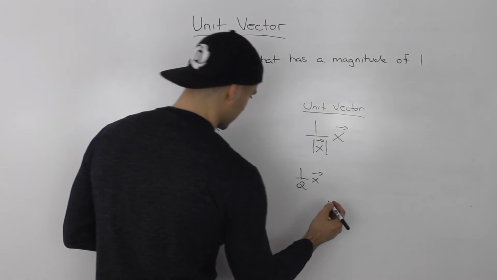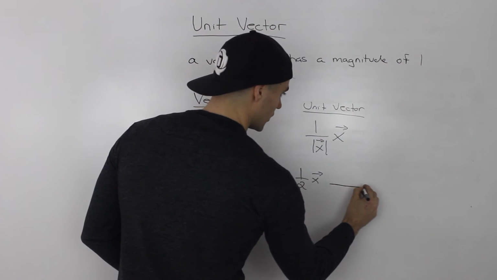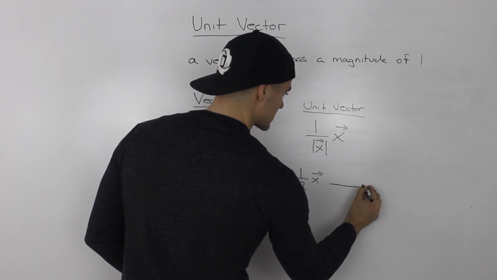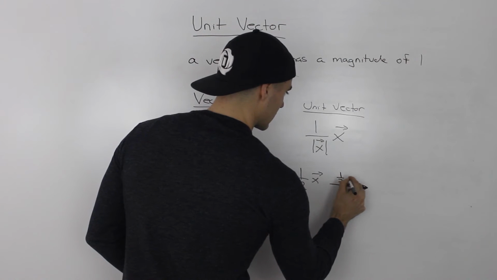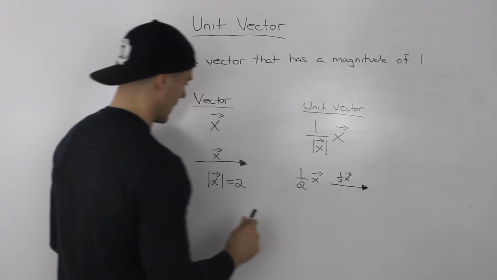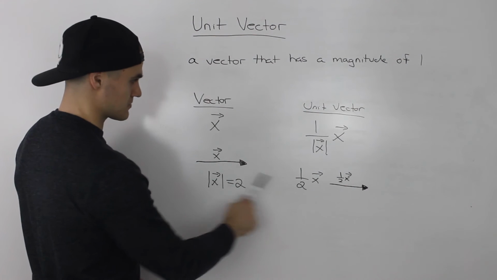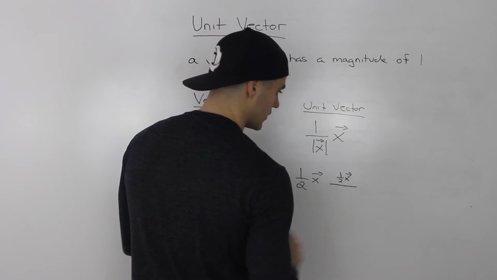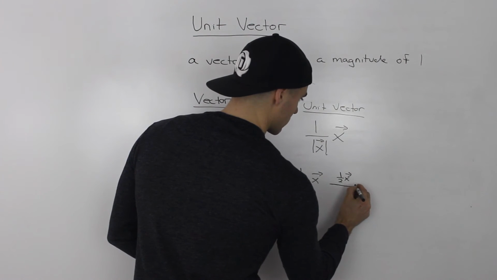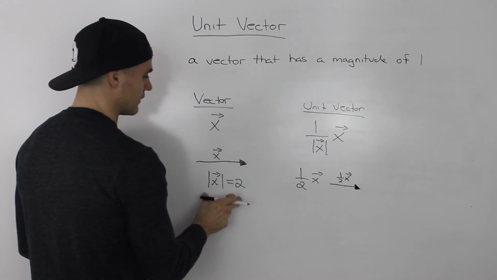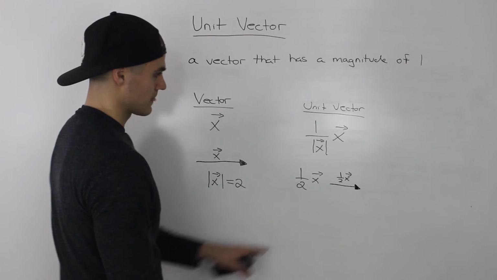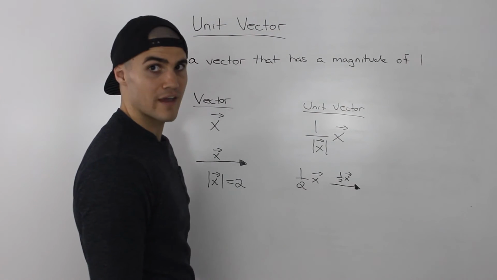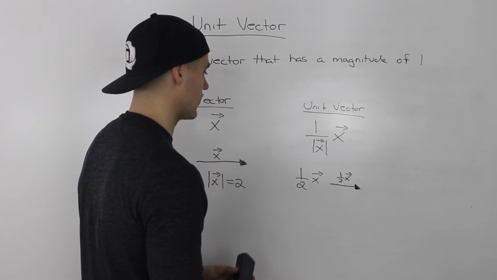So the resultant would look something like this. I don't know how to scale this looks, but this should be half of the length. Maybe it should be a little shorter. This should be half of the length of this vector. And this vector here will have a magnitude of 1.